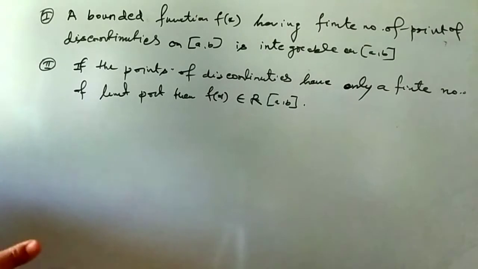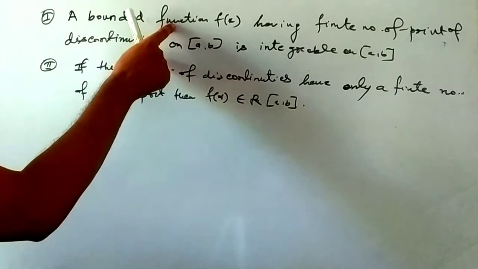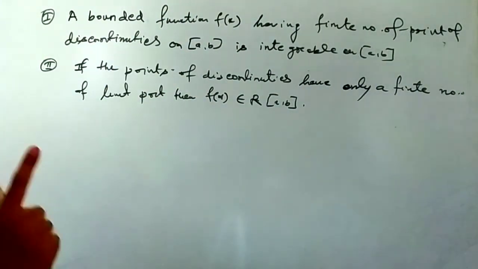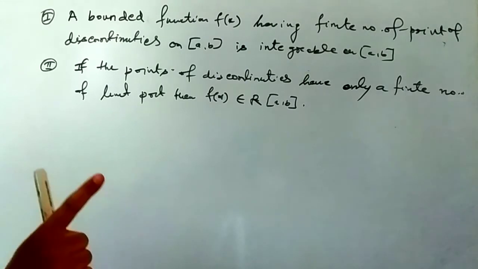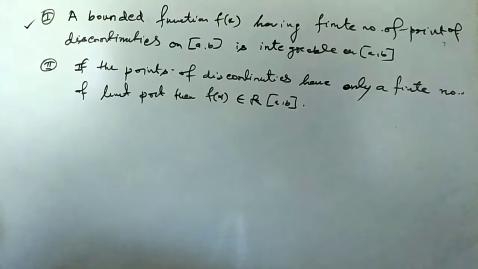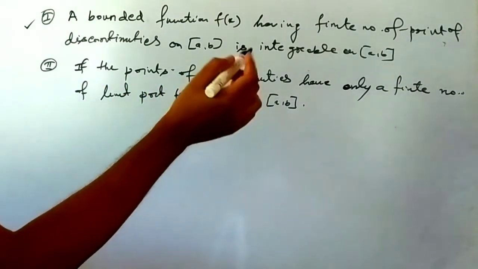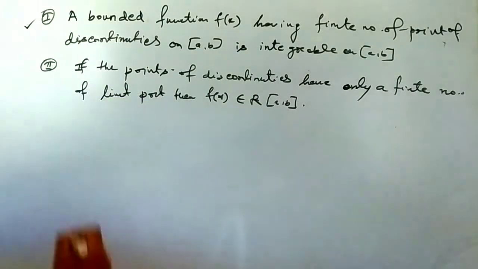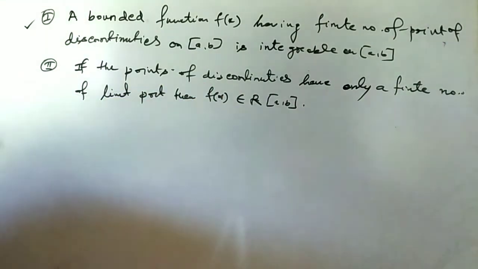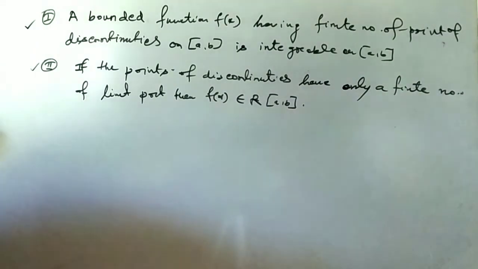Here two statements are given. The first statement states that a bounded function f of x having a finite number of points of discontinuities on [a, b] is integrable on [a, b], and this is correct. This is an important theorem of R integrable. And the second statement, if the points of discontinuities have only a finite number of limit points, then f of x belongs to R[a, b]. That is, f of x is also R integrable on [a, b], and this is also correct. These are two consecutive theorems and very important theorems of R integrable.